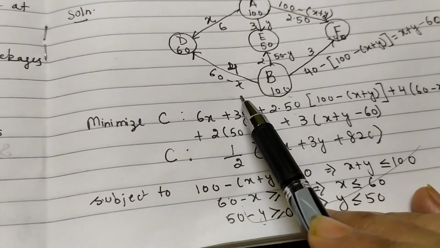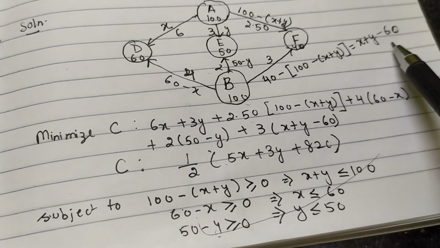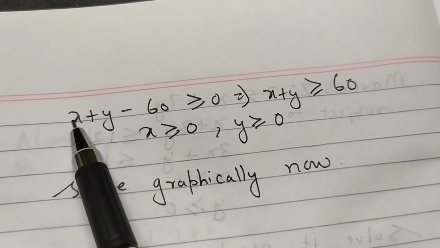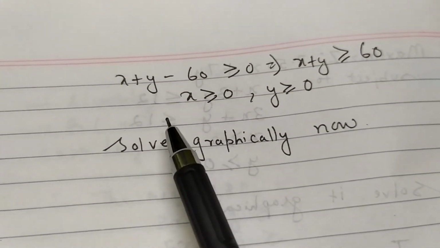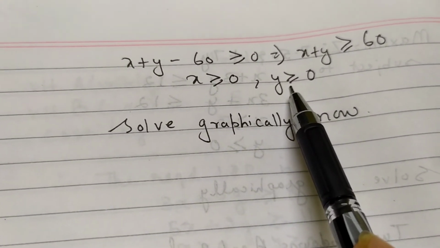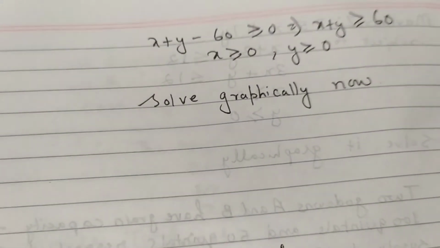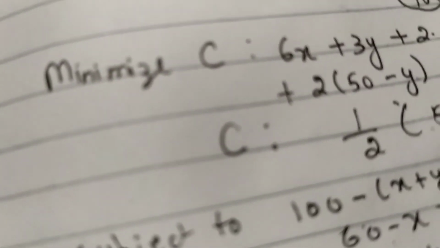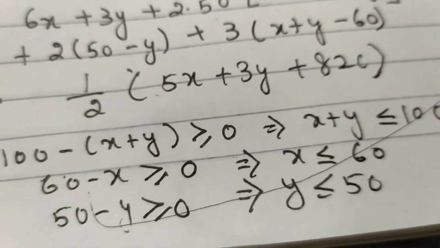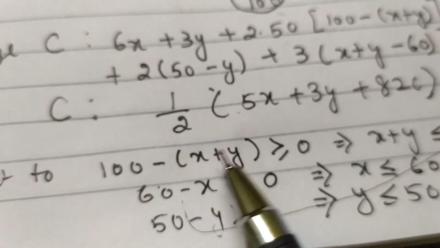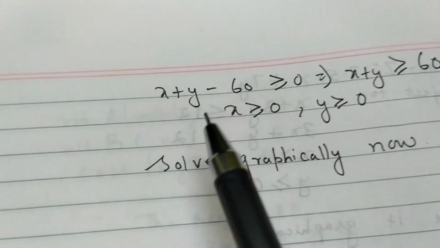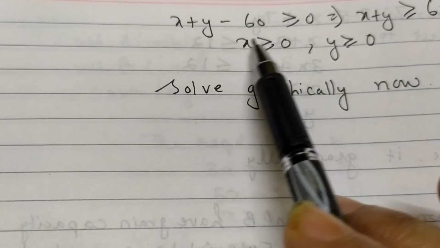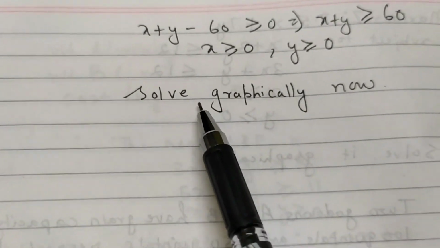Similarly, X plus Y minus 60 is greater than or equal to 0, which implies X plus Y is greater than or equal to 60. And X is greater than or equal to 0, Y is greater than or equal to 0. So all these are the constraints. So how many constraints are there over here? 1, 2, 3 and 4. 4 constraints and these 2 non-negative constraints, and now you have to solve this graphically.